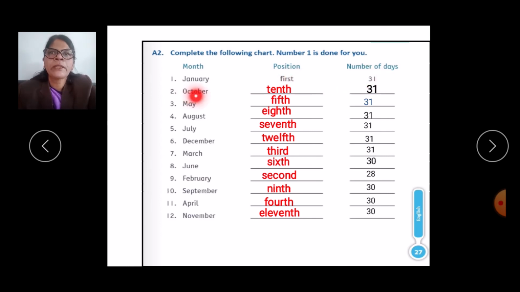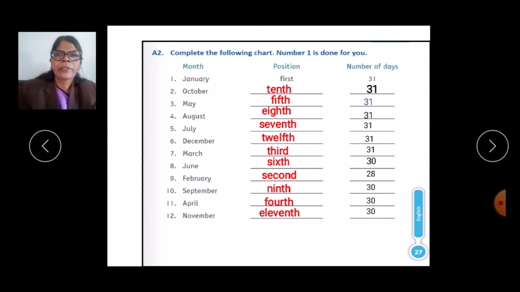31. October 10th, 31 days. May 5th, 31 days. August 8th, 31 days. July 7th, 31 days. December 12th, 31 days. March 3rd, 31 days. June 6th, 30 days. February 2nd, 28 days. September 9th, 30 days. April 4th, 30 days. November 11th, 30 days.